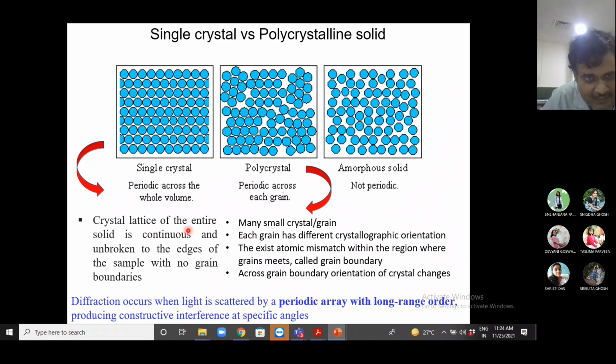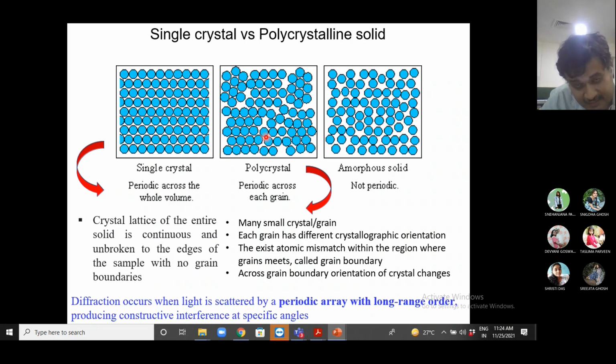So in a single crystal, the crystal lattice of the entire solid is continuous and unbroken to the edge of the sample, with no grain boundaries. In case of polycrystal, there are many small crystals or grains. Each grain has different crystallographic orientations. There exists atomic mismatch within the region where the grains meet, and these are called the boundaries. You are going to get this kind of arrangement in the membrane. So membrane is polycrystalline, in one of the states.